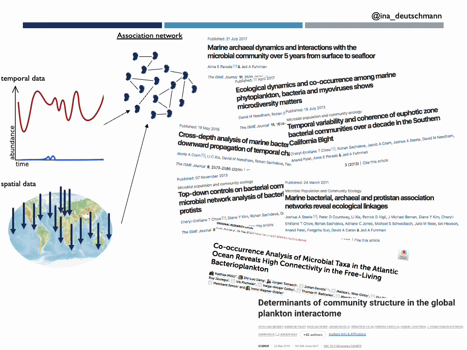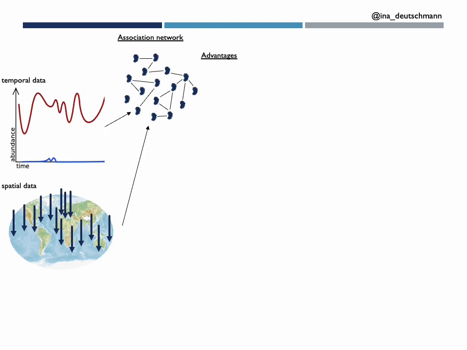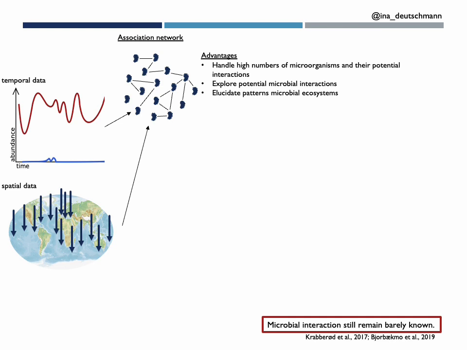The network approach has been employed already in the past years, and it gains more and more popularity. Networks are a very handy tool because they can handle the high number of microorganisms and their potential interactions. So they allow us to explore potential microbial interactions, and we can use them to elucidate patterns of the microbial ecosystems. Still, microbial interactions remain barely known because there are challenges.